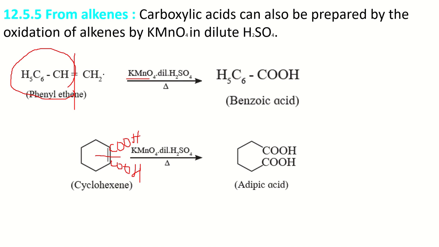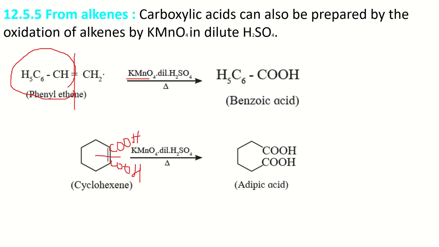कंडीशन क्या है कि स्टार्टिंग प्रोडक्ट शुड बी alkene and add as a reagent KMnO4 plus dilute H2SO4. Resulting product same, that is benzoic acid or adipic acid.